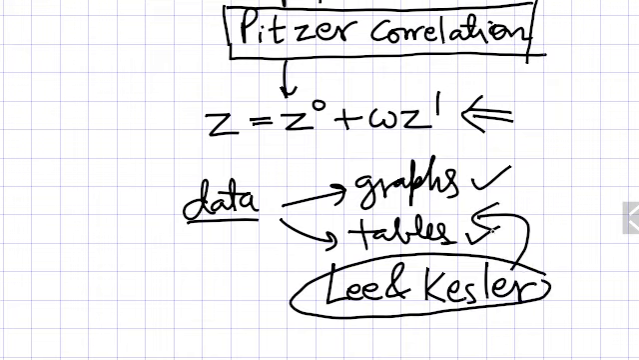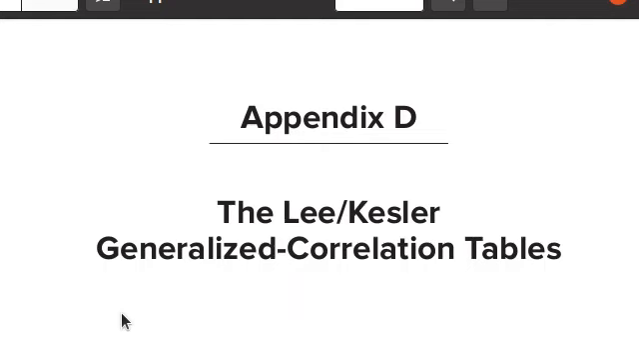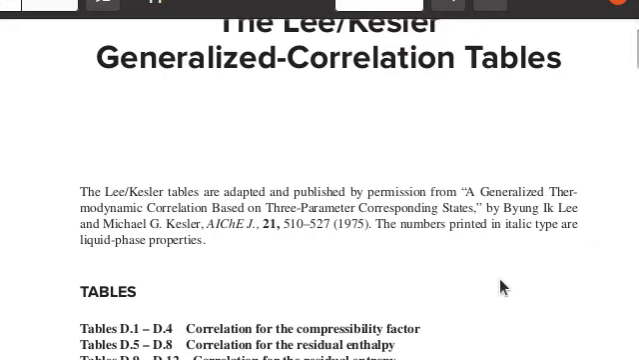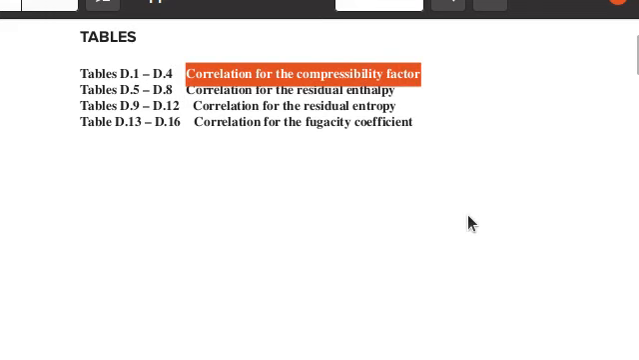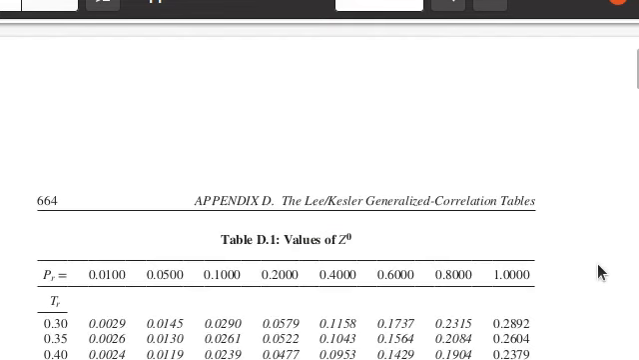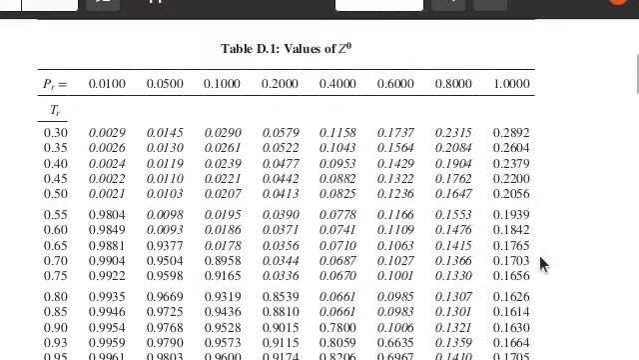So I will show you these tables. These are the Lee-Kessler generalized correlation tables, and in this edition they are given in appendix D, but in your 7th edition you will find these tables in appendix E. That doesn't matter. These tables give you a lot of data, but we are interested in the correlation for the compressibility factor, so this is from table D1 to D4. If you go there, you will find this data.